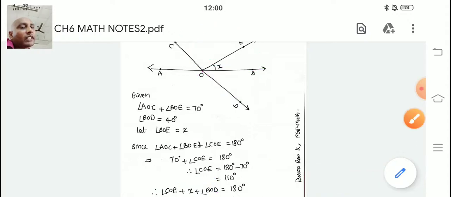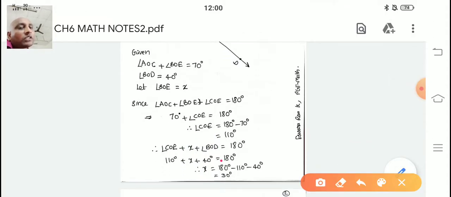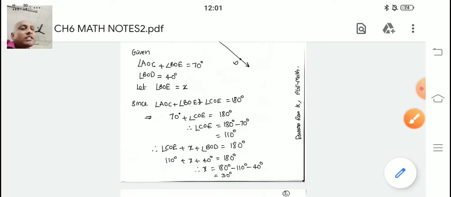So you can solve for X after that. See, look. So this is the diagram. From that you can get it like this. So 110 plus X plus 40 is equal to 180. So X value is 30 degrees after solving. So try to understand. It is based on straight angle concept we have explained here.